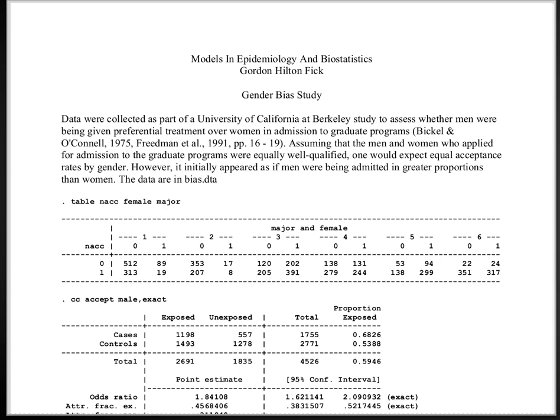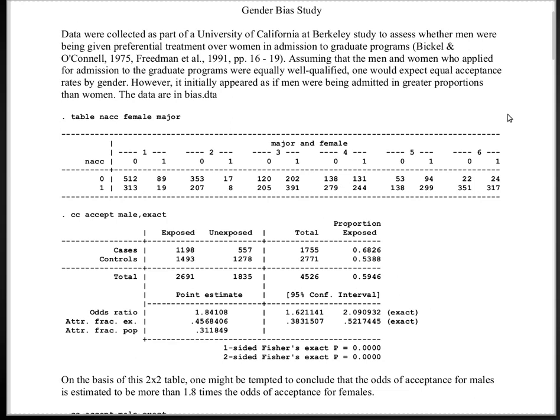So here's what the data looks like, and it's configured in a way that I hope you'll find familiar. We have the indicator for not admitted or not accepted into the program. That's coded 1. And then 0 means that they were admitted, okay? And then we have male, female here, okay? Male and female, okay?